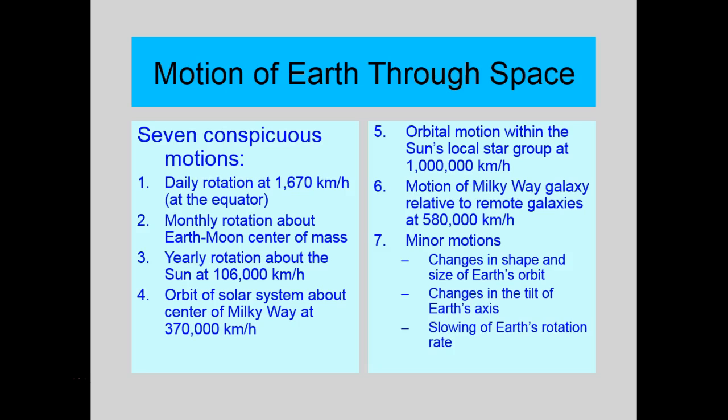Now, the motion of the Milky Way galaxy relative to remote galaxies, that's about 580,000 kilometers per hour, which would be about 300,000 miles, 350,000 miles, something like that, an hour. Now, minor motions. These are pretty fast, most of those. The changes in the shape and size of the Earth's orbit. Okay, that's our orbit around the sun. We deviate slightly there. Okay, sometimes we're closer to the sun.